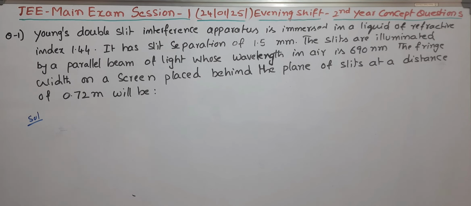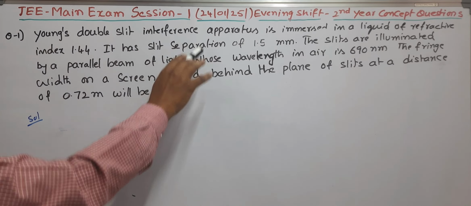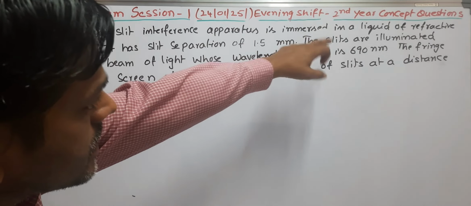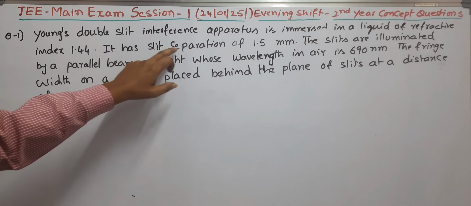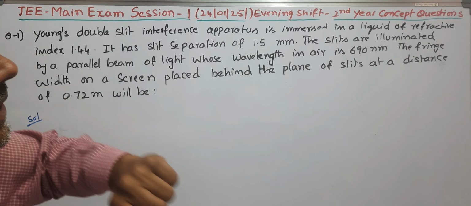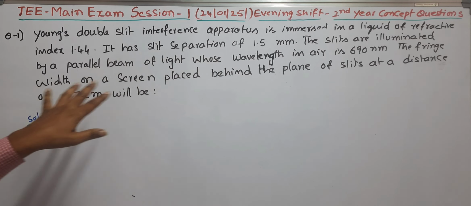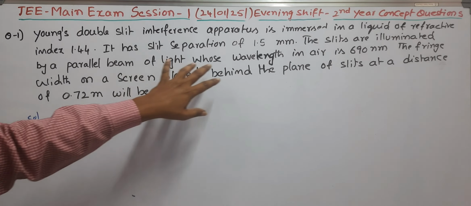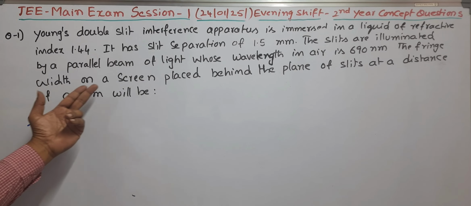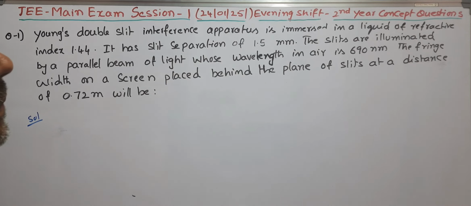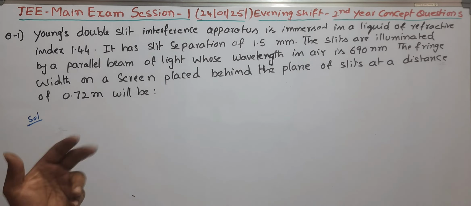The first question is: Young's double-slit interference apparatus is immersed in a liquid of refractive index 1.44. It has a slit separation of 1.5 millimeter. The slits are illuminated by a parallel beam of light whose wavelength in air is 690 nanometer. The fringe width on a screen placed behind the plane of slits at a distance of 0.72 meter will be.